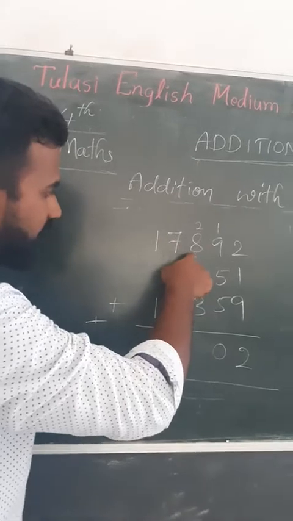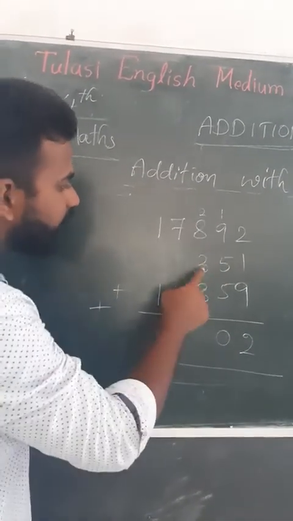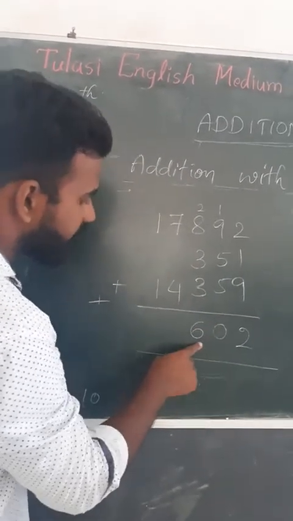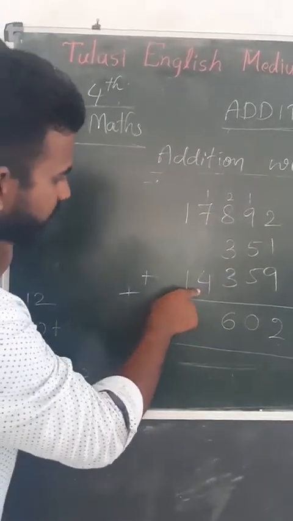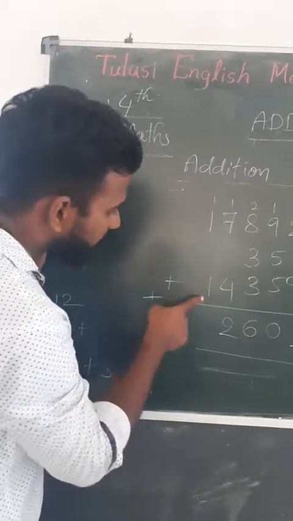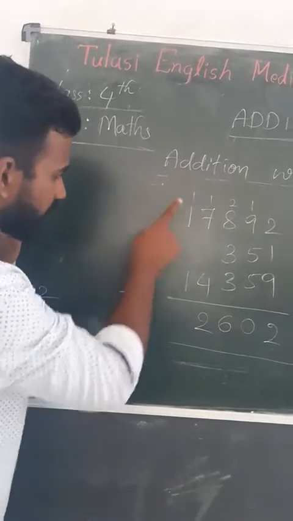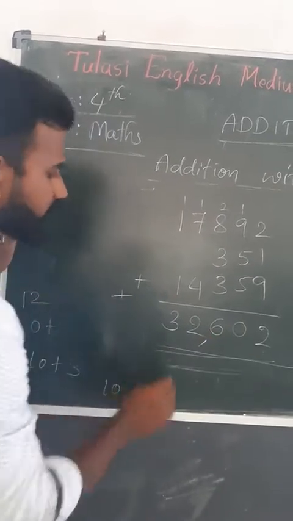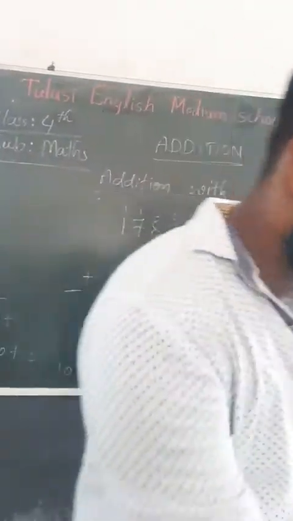200 plus 800 plus 300 plus 300. 8 plus 2, 10, 30, 16, 6. Carry 1. 7 plus 1, 8, 8 plus 4, 12, carry 1. 1 plus 1 plus 1. It means 1 ten thousand plus 1 ten thousand plus 1 ten thousand. So 3 ten thousands. 32,602.